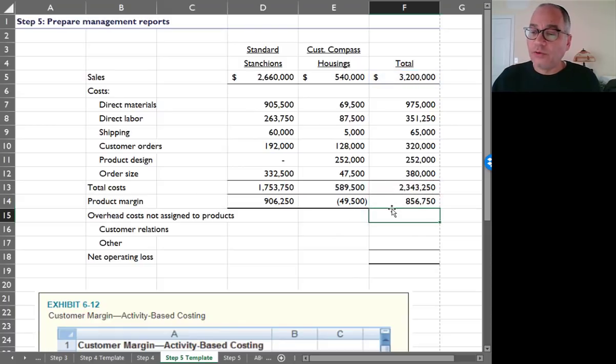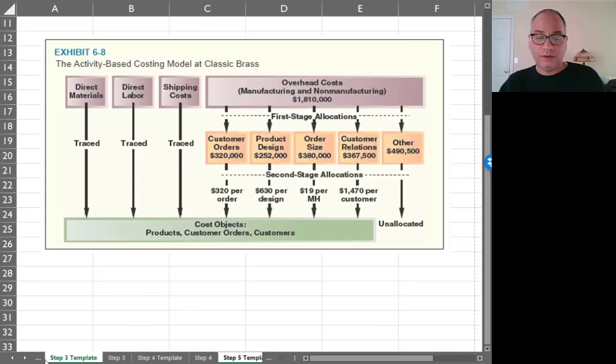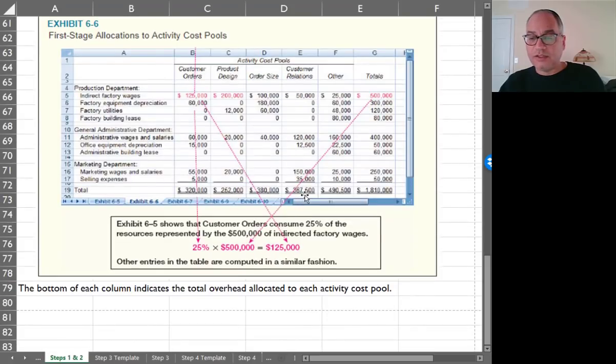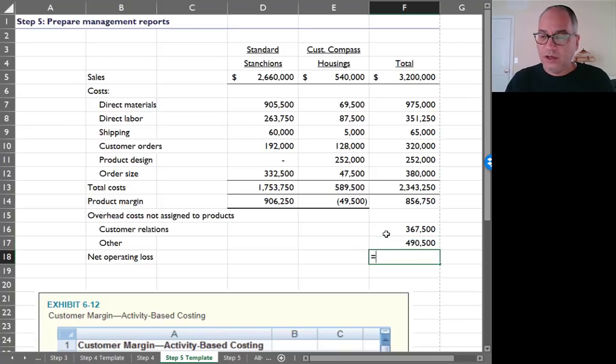And you can see here that overall profit so far is $856,750, but we have not applied yet customer relations and other cost pools. So customer relations cost pool, if we go back to step 2, you remember that we figured out that customer relations is $367,500. So I've got to write that here. And other, if you remember, from way back when, was $490,500. So net operating income or loss is $1,250 is the loss.